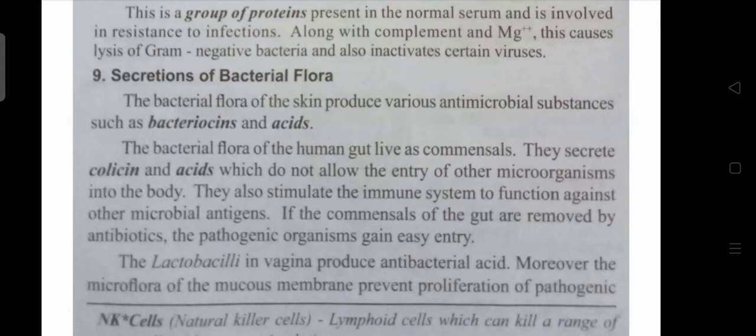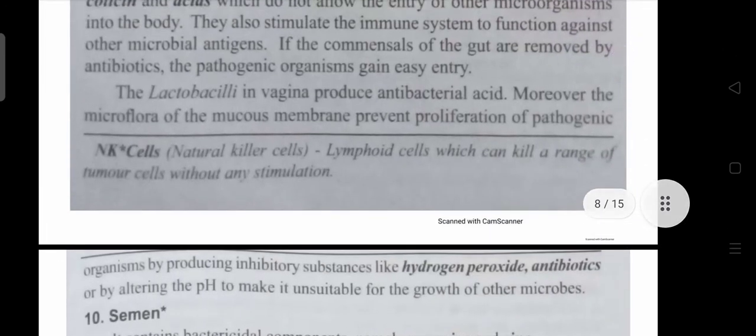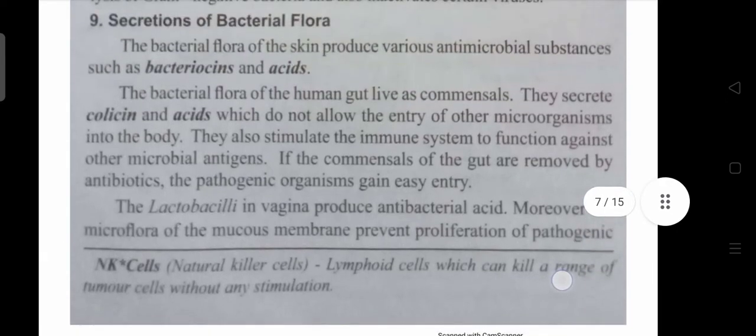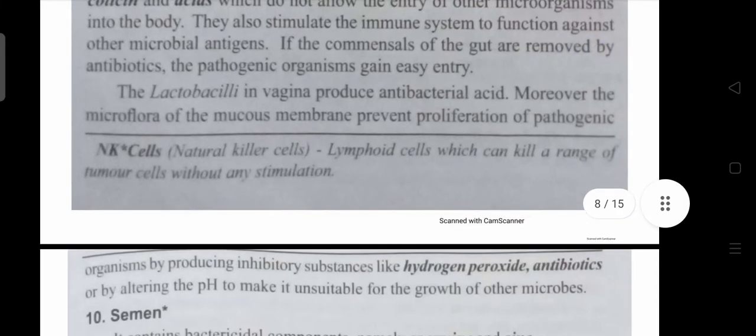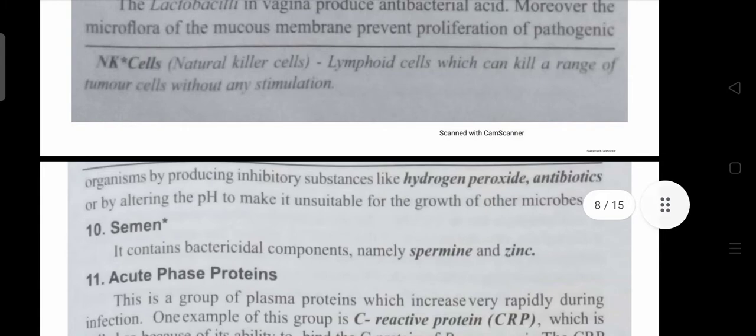The lactobacilli in the vagina: another important thing is that the female vagina contains lactobacilli, which have an antibacterial property. The microflora of mucous membrane prevent proliferation of pathogenic organisms by producing inhibitory substances like hydrogen peroxide and antibiotics, or by altering the pH to make it unsuitable for growth of other microbes. So this is also an important point. Bacterial flora secrete bacteriocins, colicin and acids, and in the vagina the lactobacilli make it slightly acidic, which kills bacteria.